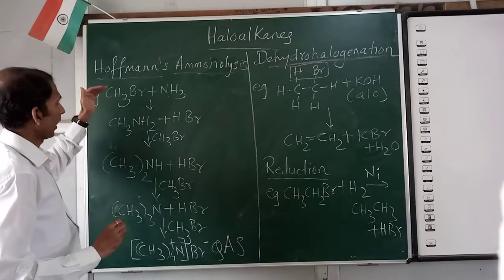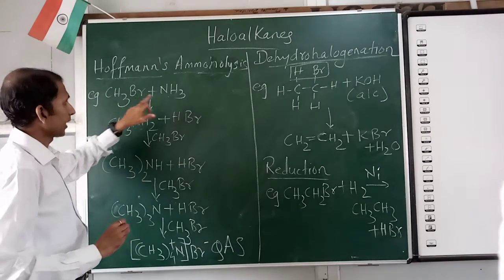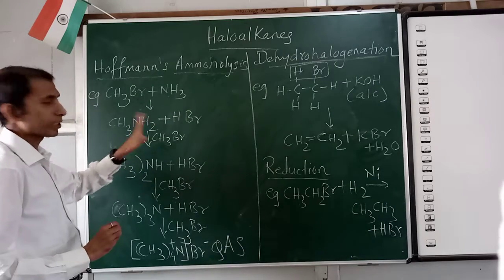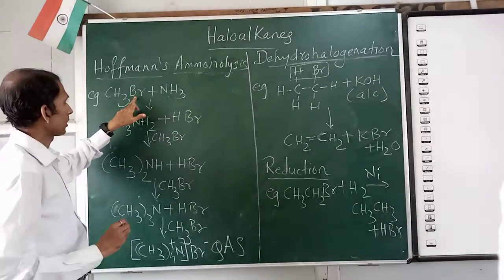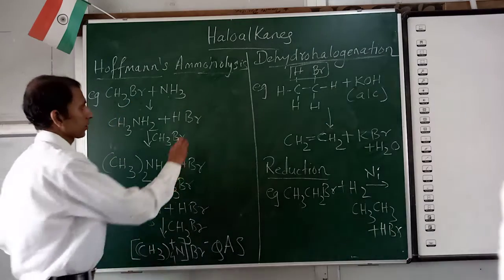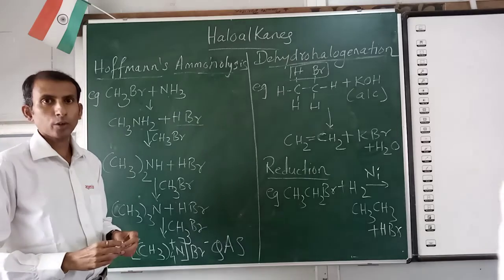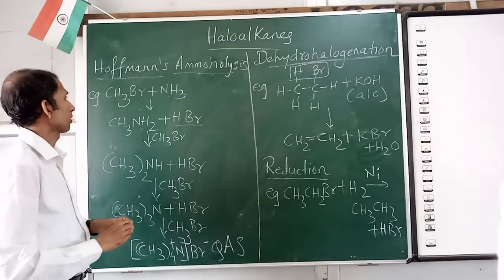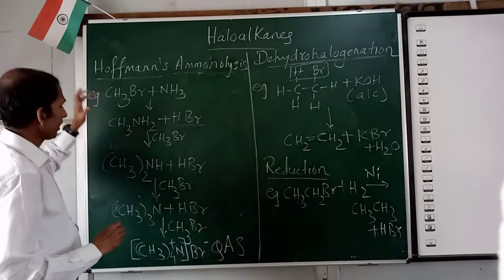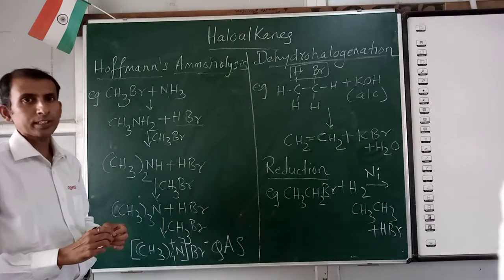So a haloalkane, bromomethane here, reacting with ammonia, and what is happening in the first step? One H from here and this Br from here is lost, forming HBr. And the main product formed here in the first step is an amine.